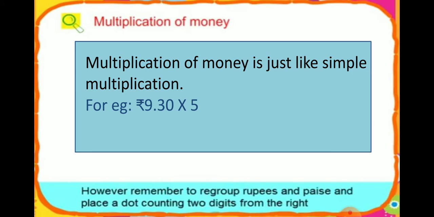Multiplication of money. Again, it is very interesting. Multiplication of money is just like simple multiplication. Let us see it with an example. Rupees 9.30 into 5. However, remember to regroup rupees and paise and place a dot counting 2 digits from the right.